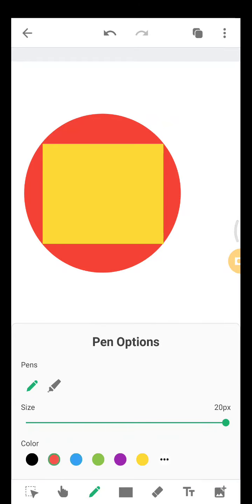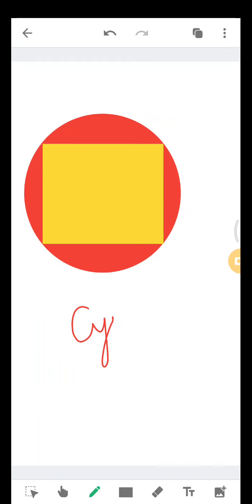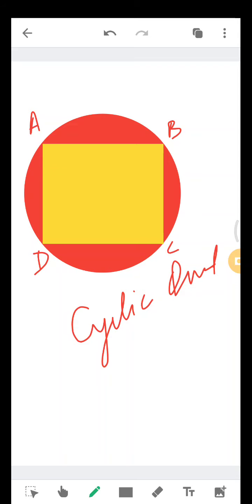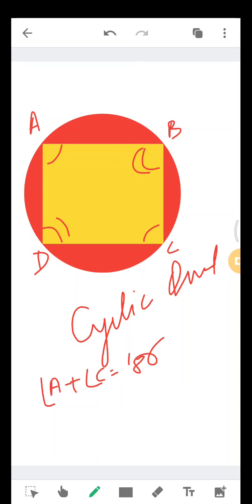Which quadrilateral is this? This is a cyclic quadrilateral. A quadrilateral whose vertices lie on a circle is a cyclic quadrilateral. There is one property of a cyclic quadrilateral: in every cyclic quadrilateral, the sum of the opposite angles is always equal to 180 degrees. So angle A plus C is equal to 180, and B plus D is also equal to 180 degrees. This is the property of a cyclic quadrilateral.